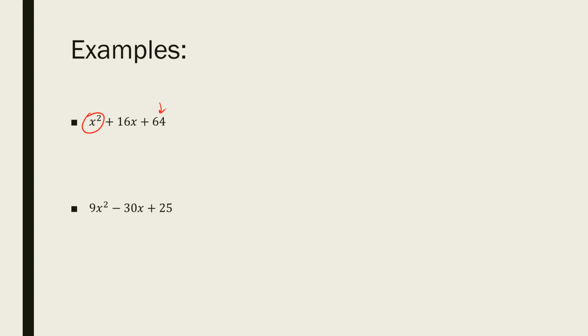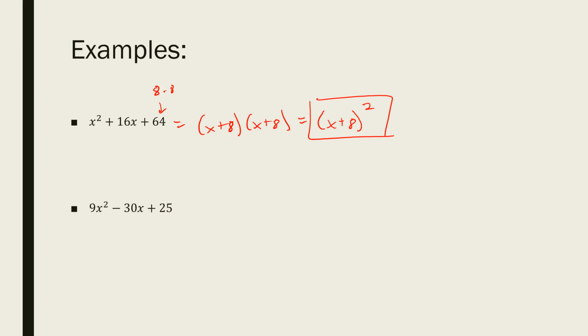Perfect square. 64 is a perfect square. It's 8 times 8. And I think I noticed that the number in the middle is double 8. It would be 16. 8 plus 8. So yeah, definitely x plus 8 times x plus 8. This is a perfect square trinomial. I should write it as x plus 8 squared since there were 2 of them.